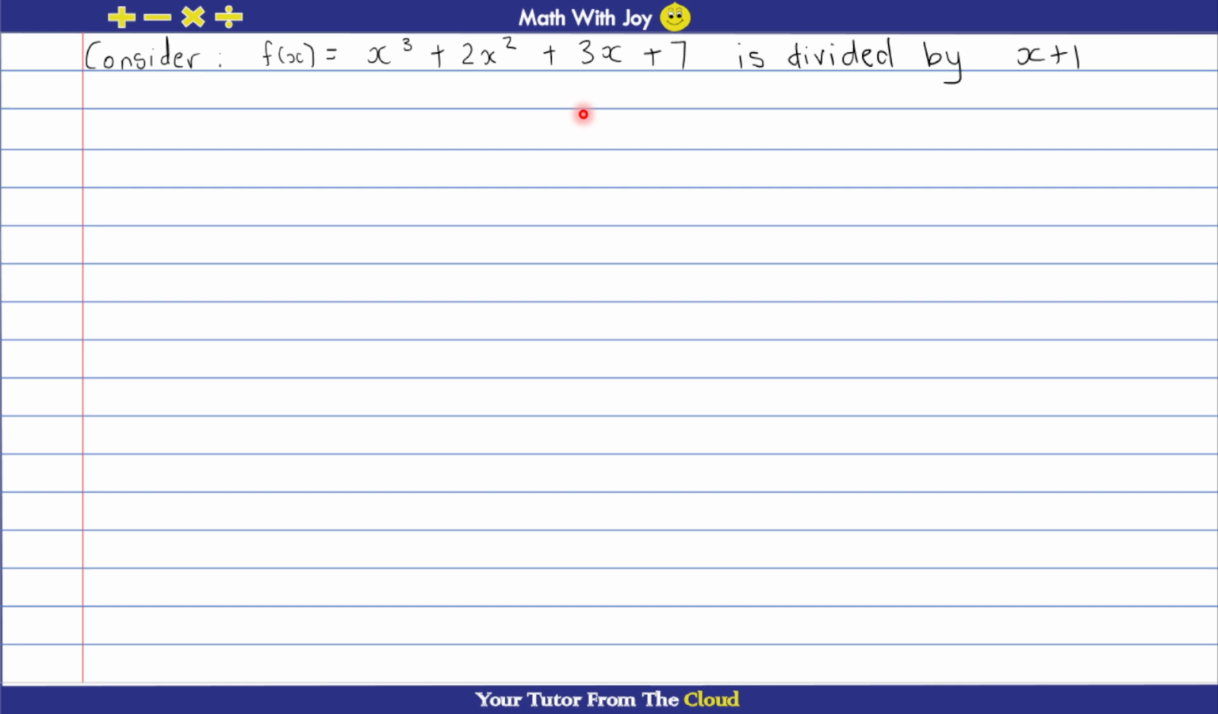Remember what polynomials are? Polynomials are expressions whereby the variables will have exponents that are natural numbers. For example, this first term, we have x to the power of 3. This 3 is a natural number. It's an exponent of the variable and it's a natural number. It's not a fraction, it's not a negative number. They must all be natural numbers, meaning 1, 2, 3, 4, 5, and so forth.